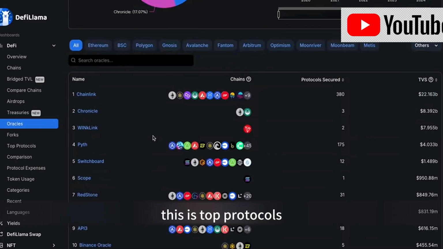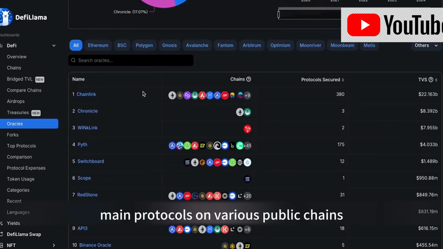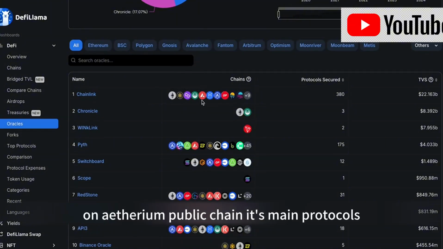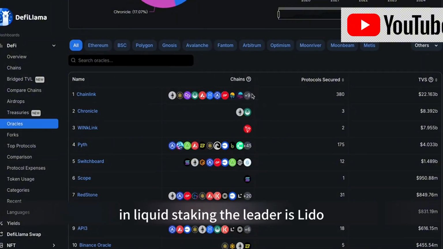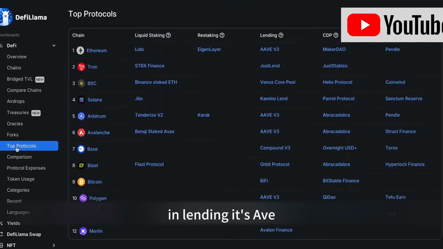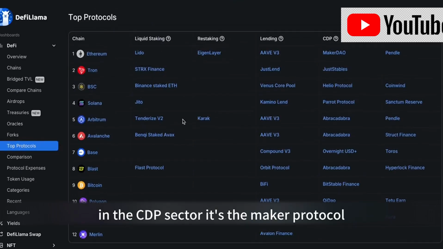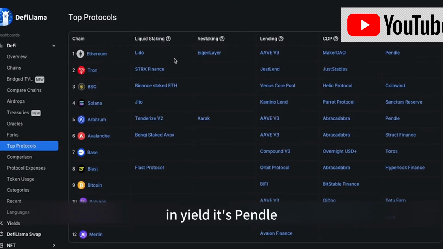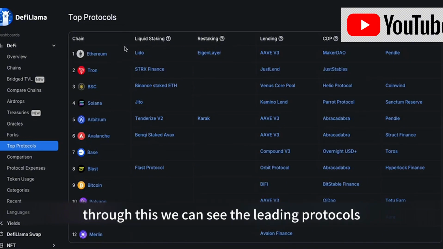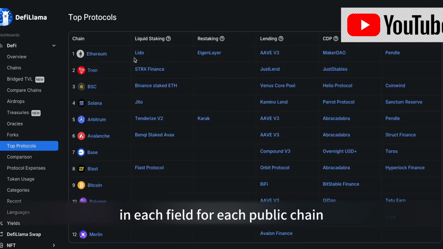This is top protocols, the main protocols on various public chains. For example, on the Ethereum public chain, its main protocols. In liquid staking, the leader is Lido. In restaking, it's Eigenlayer. In lending, it's Aave. In the CDP sector, it's the Maker protocol. In yield, it's Pendle. We can also see top protocols on other chains. Through this, we can see the leading protocols in each field for each public chain.